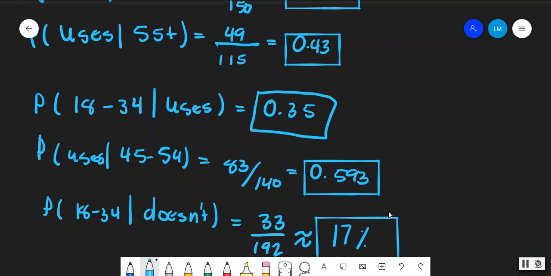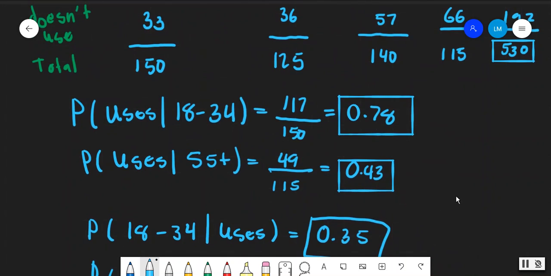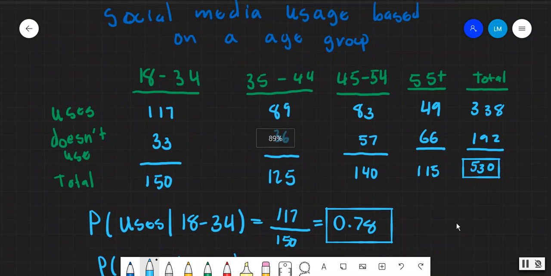Now, the whole purpose of this last example was really to get you to look at this table. If you look at this table, you see the pattern that as age groups increase, social media usage actually decreases. And similarly, with the doesn't use, there's not really a pattern technically, but the doesn't use seems to increase as you get into the older age groups.